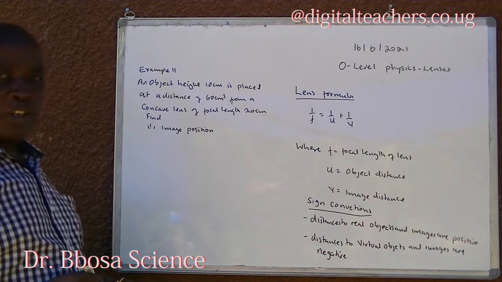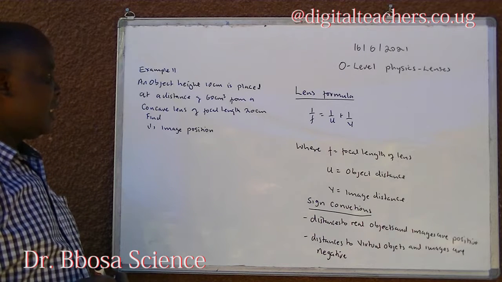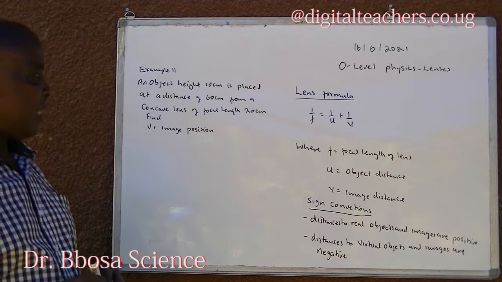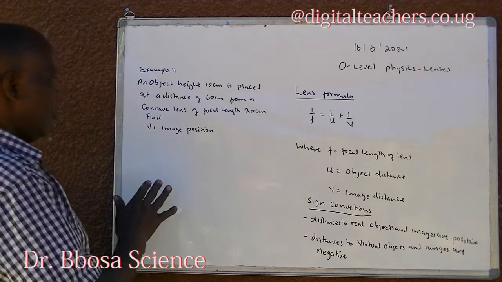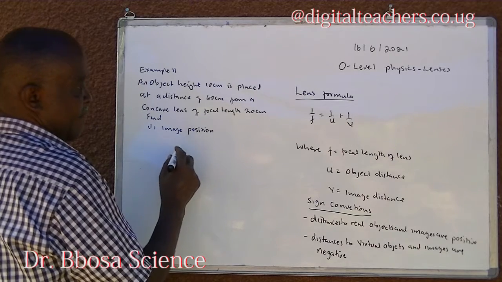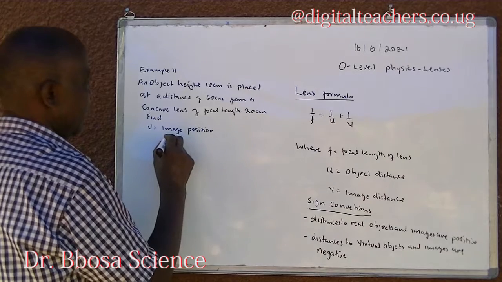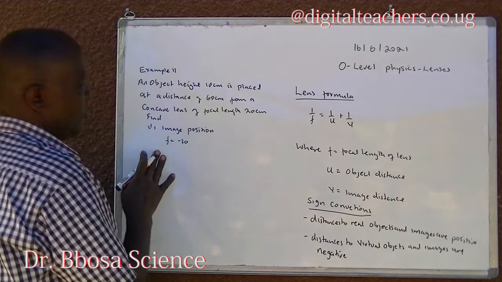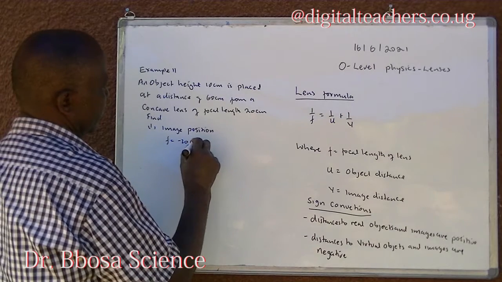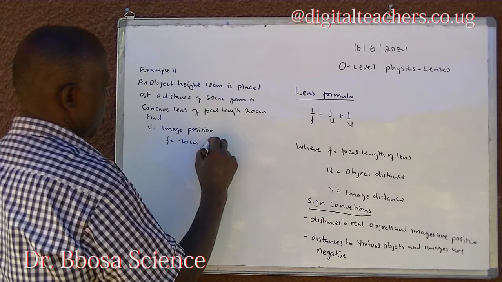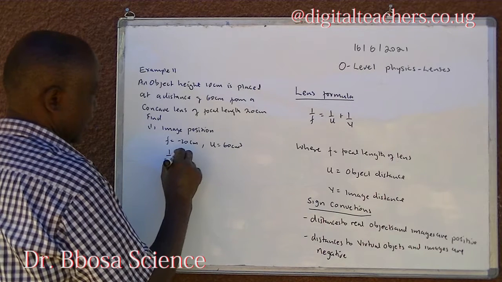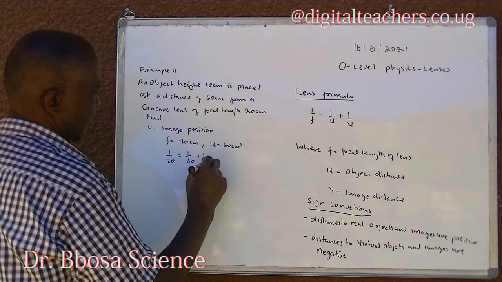Example 2. An object of height 10 centimeters is placed at a distance of 60 centimeters from a concave lens of focal length 20 centimeters. Find the image position. So what we do, we will use our lens formula. F is equal to negative 20 because the principal focus of a concave lens is virtual. Then U is equal to 60 centimeters. So 1 over negative 20 is equal to 1 over 60 plus 1 over V.